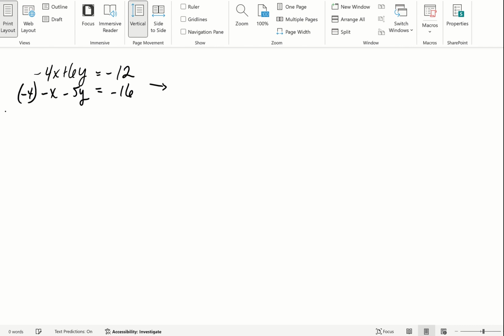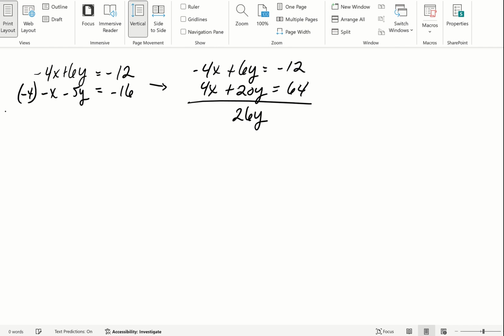And in doing that, so let's just transfer this equation over. In doing that, this becomes 4x, and I can eliminate the x variable. Negative 4 times negative 5 is 20. And negative 4 times negative 16 is 64. So now I'm going to get 26y is equal to 52. And so y is equal to 2. Let me just make sure I did all that math. So 64 minus 12 is 52, divided by 26 is 2.